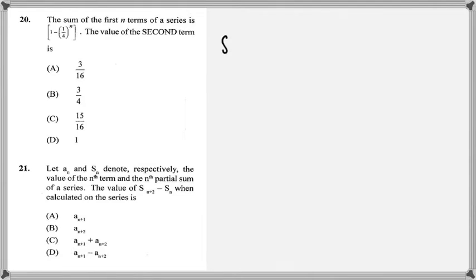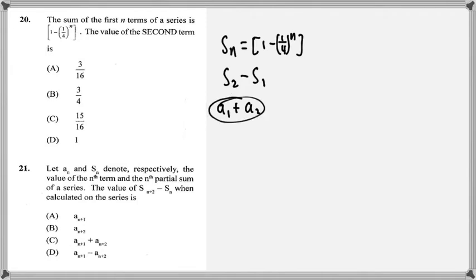So what they're telling us here is that S subscript n, the n-th partial sum, or the formula for the sum of the first n terms, is given by 1 minus a quarter to the power of n. So the question is, how do we find the second term of the series given this? What we could do is take the sum of the first two terms and subtract from it the sum of the first term. If you have a series where the first term is A1 and the second term is A2, the sum of these two terms would give you S2, and S1 is the sum of the first term, which is the first term itself.